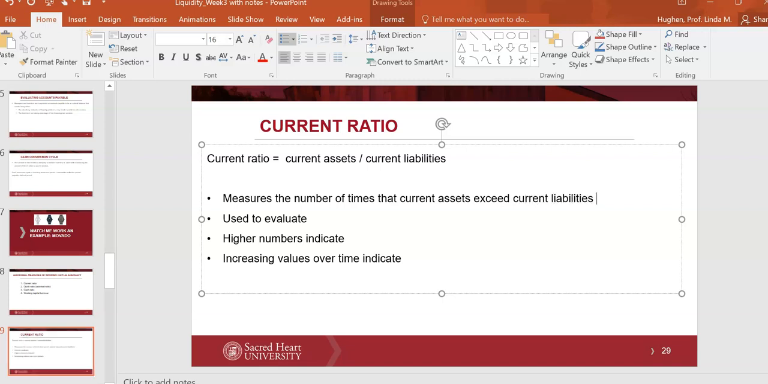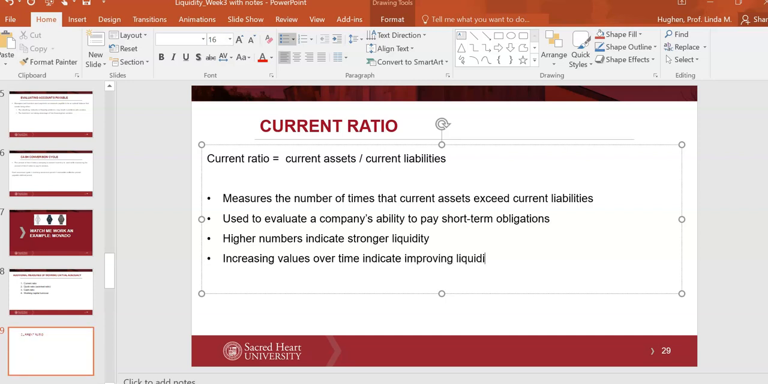Current ratios vary dramatically based on industry, but typically we want to see a current ratio greater than or equal to 1. We want a company to have at least as much in current assets as it does in its liabilities. It's a measure of liquidity, so it's used to evaluate a company's ability to pay its short-term obligations. Higher numbers indicate stronger liquidity. Increasing values over time indicate improving liquidity. In other words, a company is better able to pay off its short-term bills, and it's very widely used.